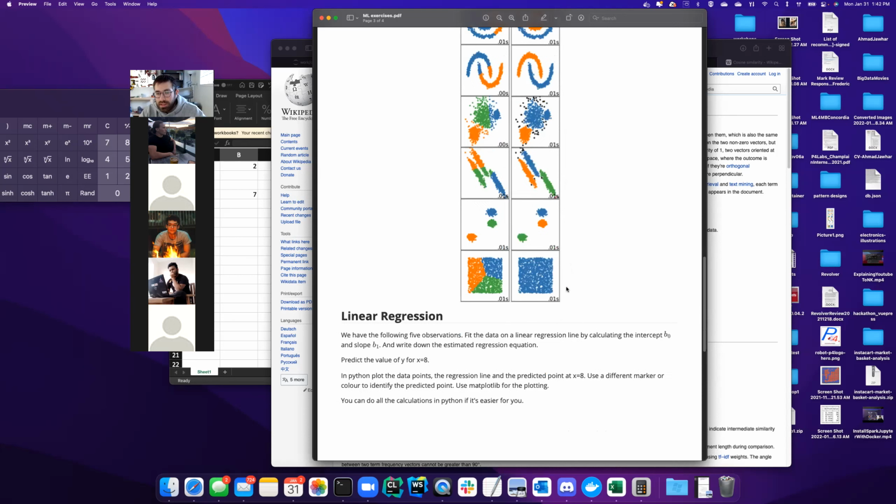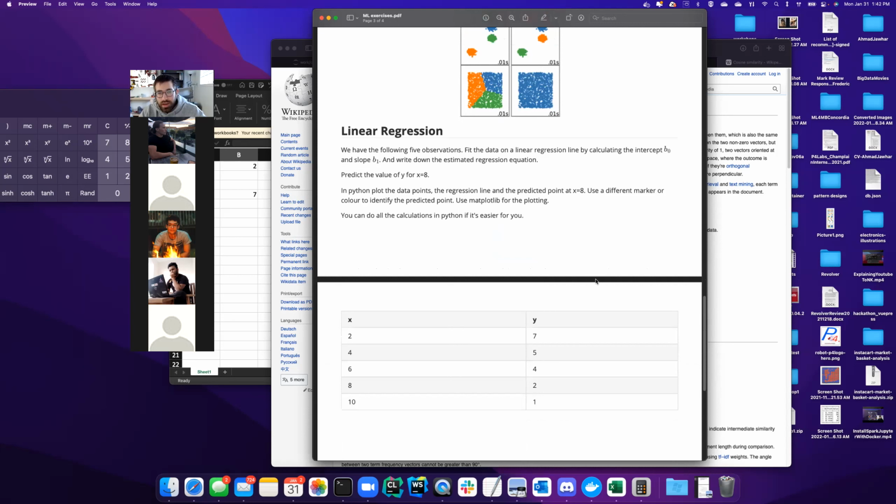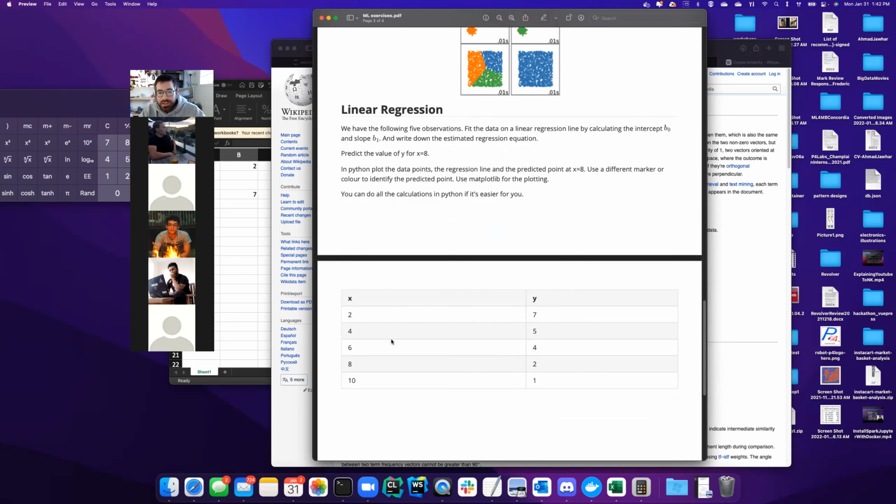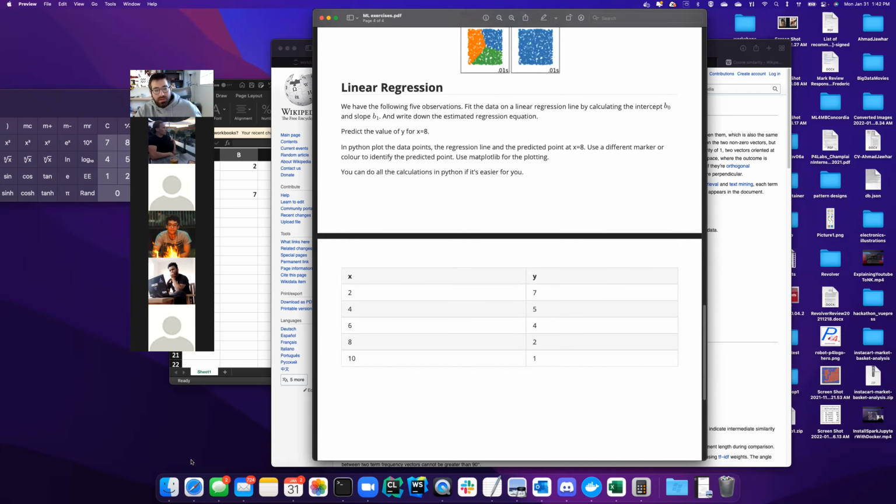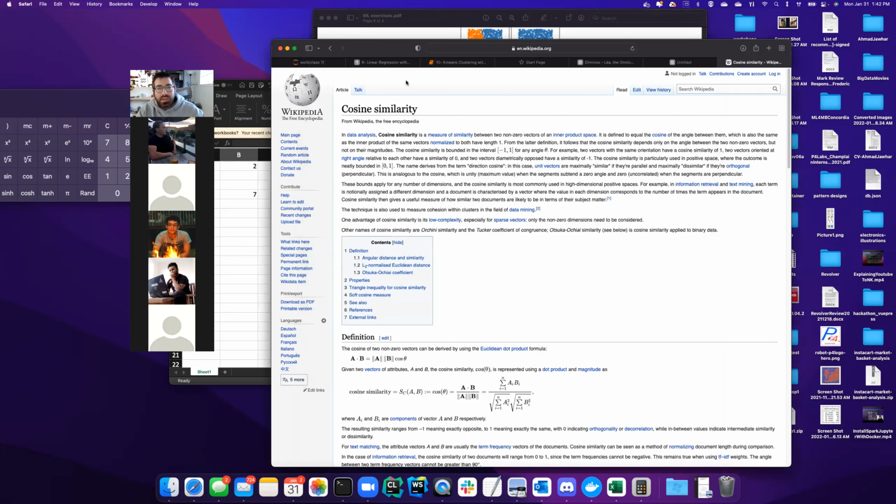Okay. So moving on to the linear regression problem. We have the following 5 observations. They are X and Y, and we want to fit a linear regression line between X and Y. So given X, we want to predict Y basically. And we can do the calculations easily.